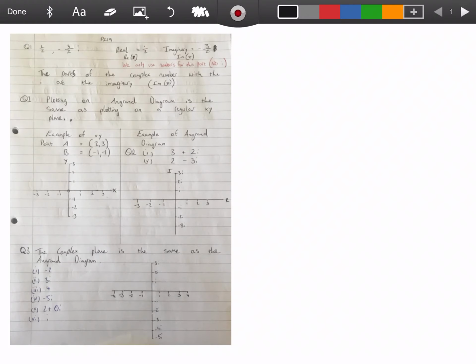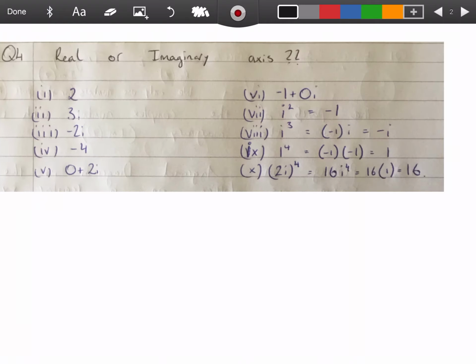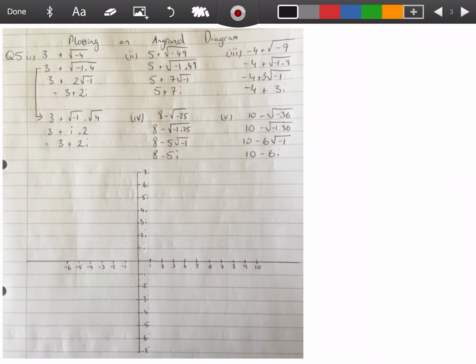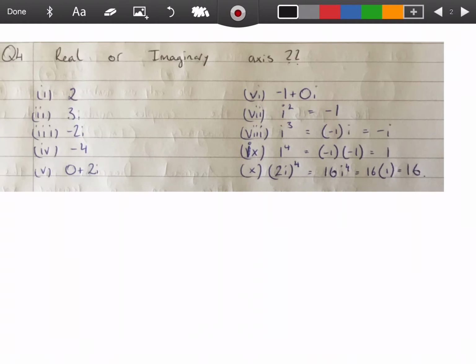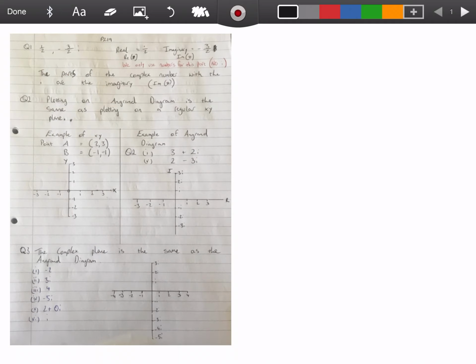Okay, sixth years, I wanted to run through corrections from the work that I posted to you yesterday. The questions were questions 1 to 5 from page 219 of your textbook, so I've got to run through each of those. Let's start off. Question 1 was asking you to identify which parts of the numbers that were given to you, the complex numbers, which part was real and which part was imaginary.